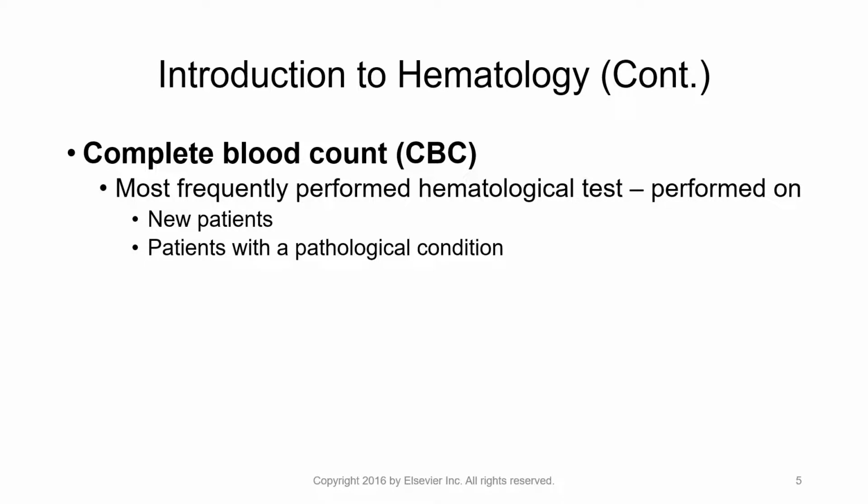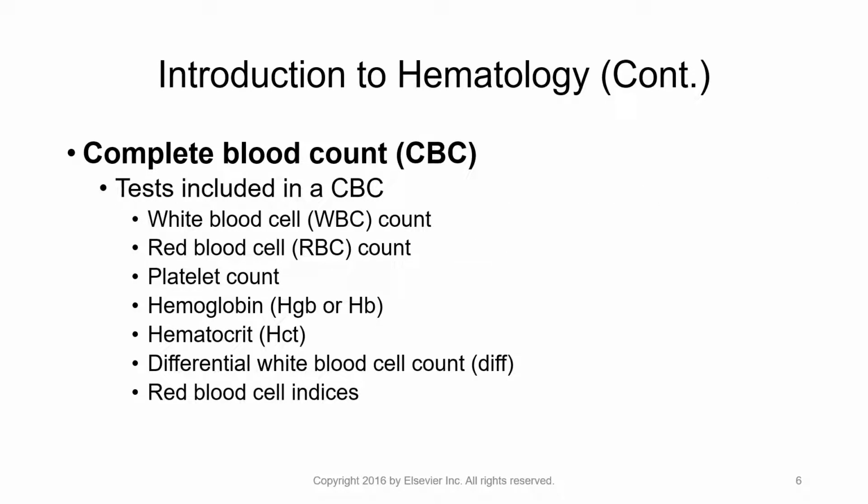It requires a venipuncture and a removal of a venous blood specimen into a tube that can preserve the blood and keep it from clotting. Tests included in this complete blood count would be a white blood cell count, a red blood cell count, platelet counts, hemoglobin levels, hematocrit, differential white blood cell, and red blood cell indices.